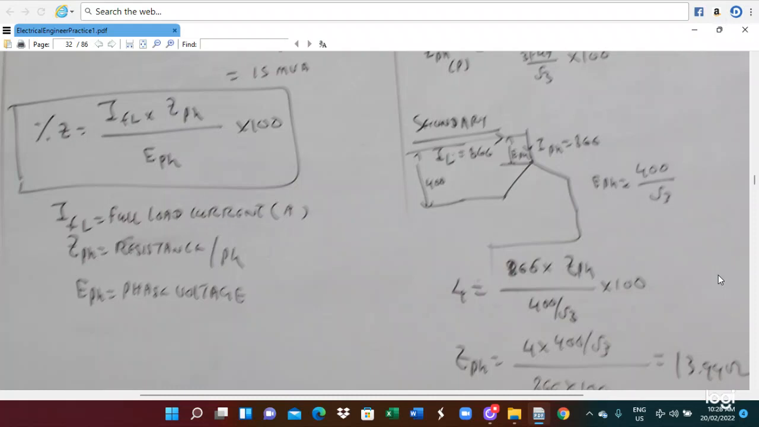Percentage Z is equal to IFL multiplied by ZPH divided by EPH, into 100. So the percentage Z is 4, and the full load current is the secondary line current, given as 866.